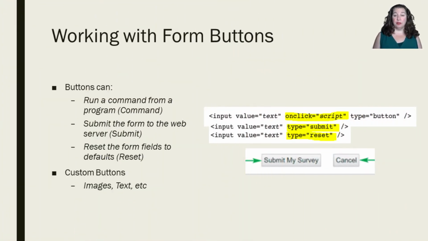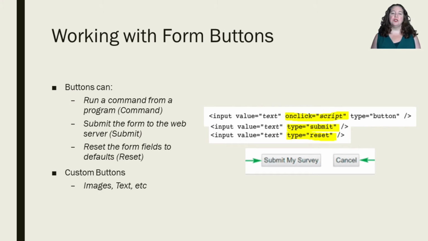Obviously, at the bottom of every form, you're going to have some buttons. Some are going to say submit and some are going to say cancel or reset. And those buttons can do 3 different things. We can have the buttons run a command using some JavaScript. We can have them submit the form using a submit type, or we can have them reset the form fields to the defaults with a reset or a cancel. We can use custom buttons using images or text. In this case, we're just going to use text, which is fine.